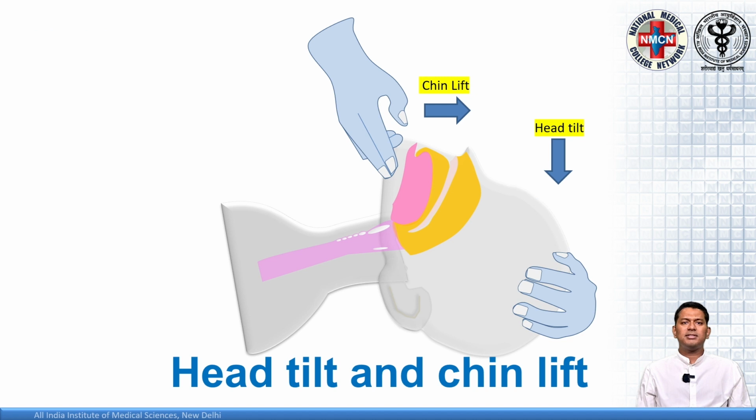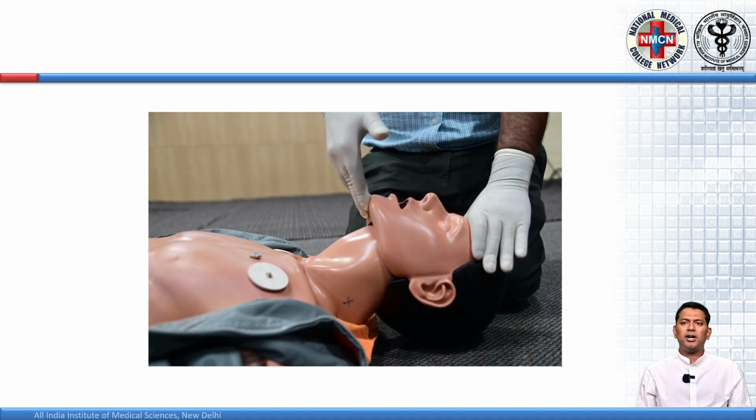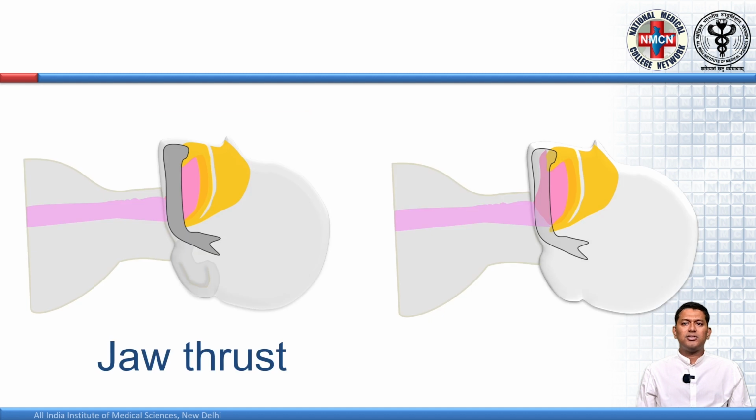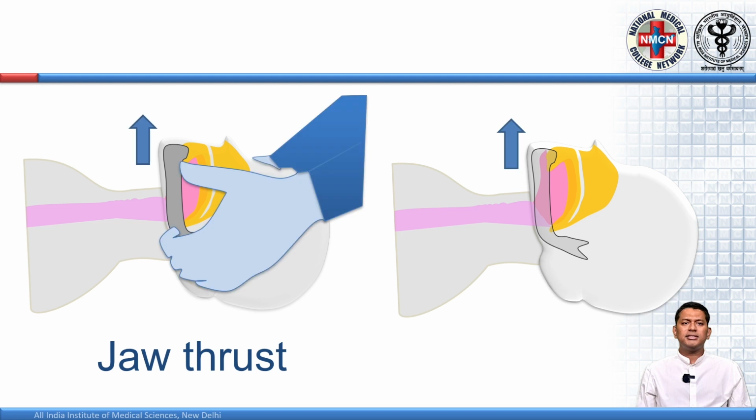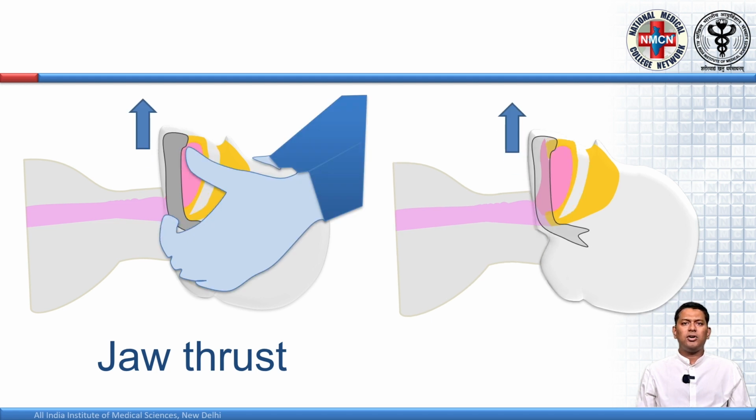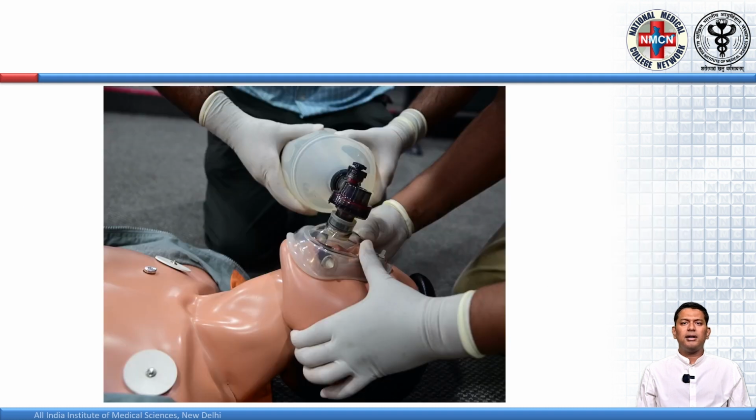As you can see from this figure, the tongue is lifted away from the posterior pharyngeal wall and the patient has a patent airway. If the patient is suspected to have cervical spine injury, head tilt and chin lift is not done. Instead, a jaw thrust maneuver is utilized without extending the head and neck. In these images, you can see the rescuer holding the mandible and doing a jaw thrust technique. In this image, we can appreciate the mask holding technique with bilateral jaw thrust maneuver.